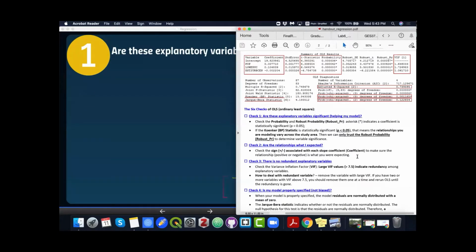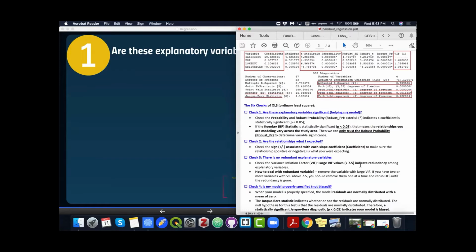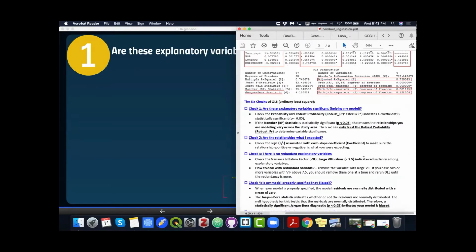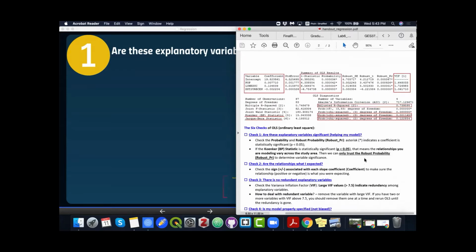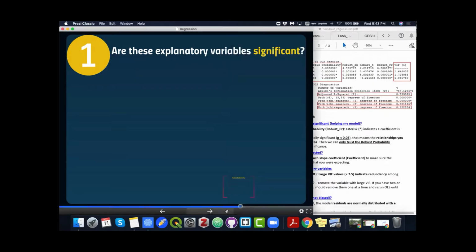It's kind of confusing because there are a lot of things you have to look at, and basically I'm highlighting all the numbers you have to read in order to conduct the six checks of your regression model, the ordinary least square. Okay, so let's begin with the first check.